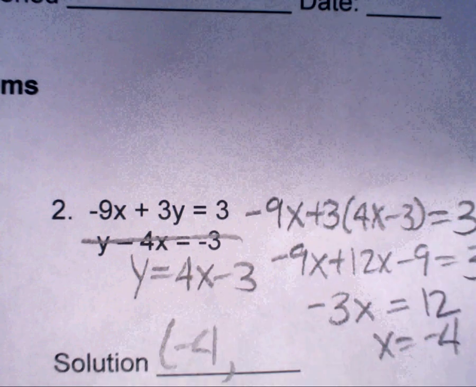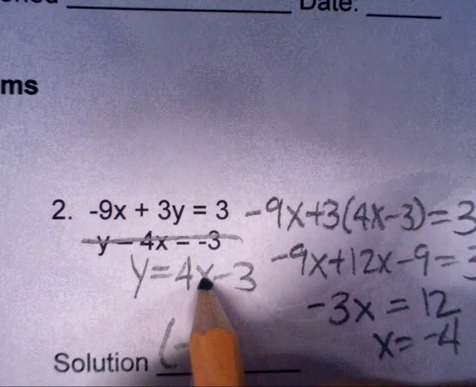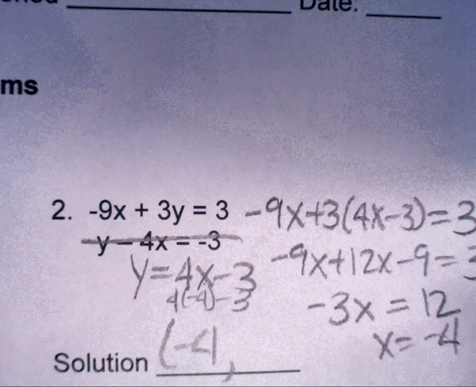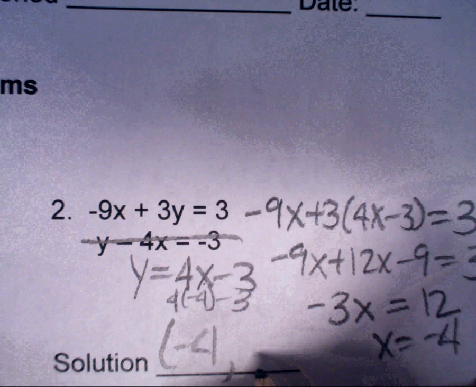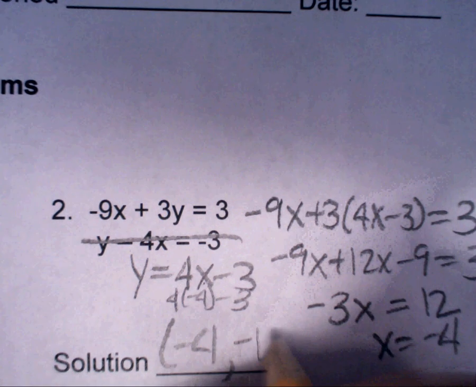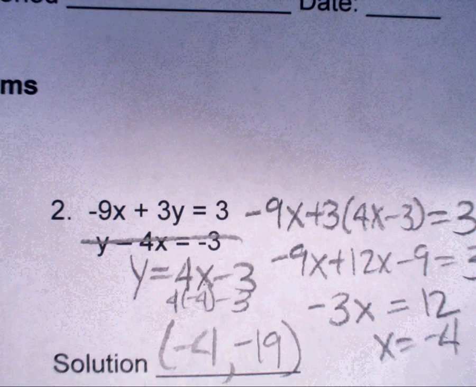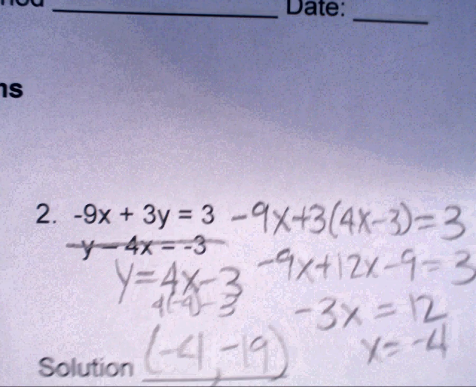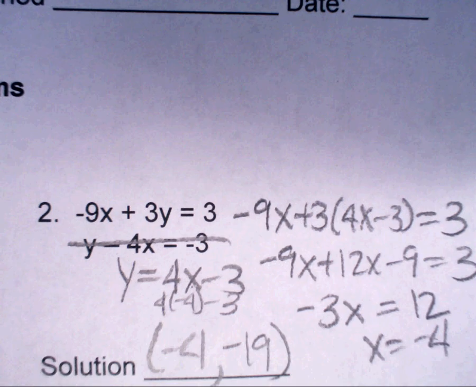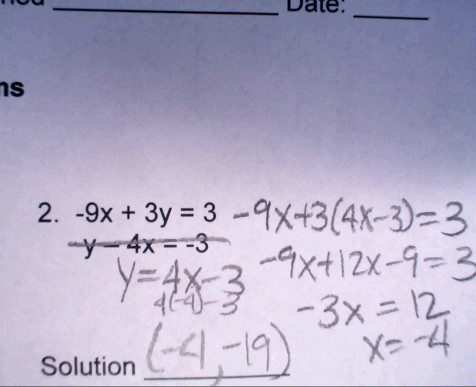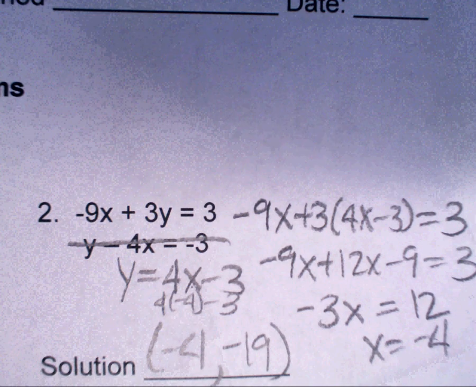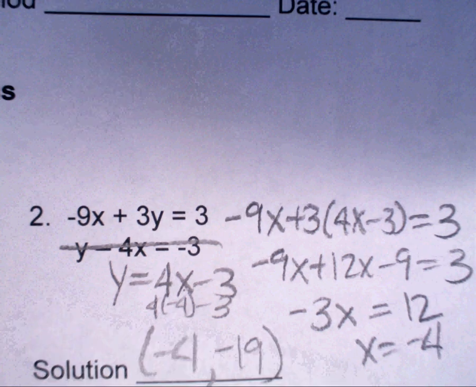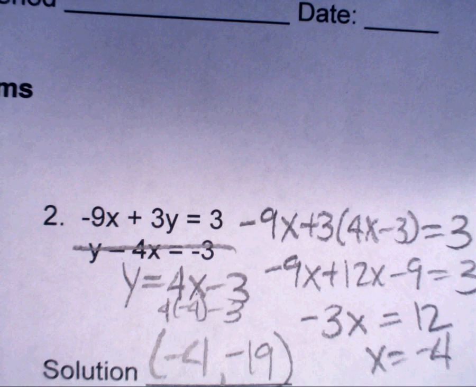Then I would take the value of x and plug it here. 4 times negative 4 minus 3, that's negative 16 minus 3, which is negative 19. It's always good to check back over your work too, because on these systems we're going to get really big and complicated. Today is really simple, but these little mistakes you might make can really hurt you when it comes to solving these problems.